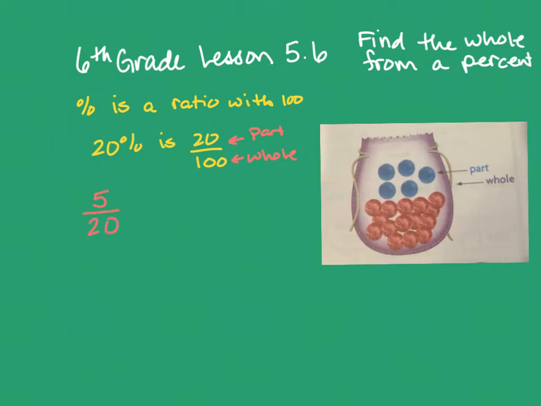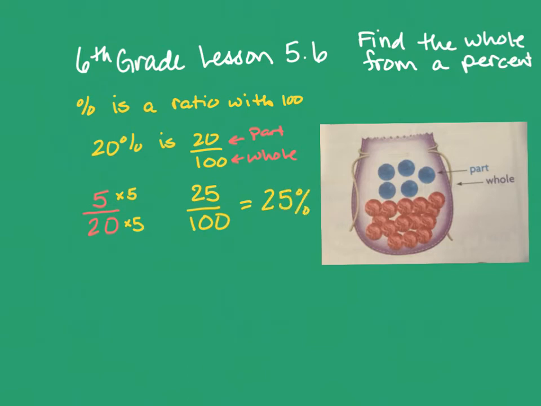If I wanted to know what percent of the bag is blue, remember, percent is out of 100, so I need to do a little math magic and make that 20 become 100 so that I can see what that is as a percent. What would I multiply 20 by in order to make it become 100? I'd multiply it by 5. And if I do that to the denominator, I must do that to the numerator as well. That gives me 25 out of 100, which is 25%.